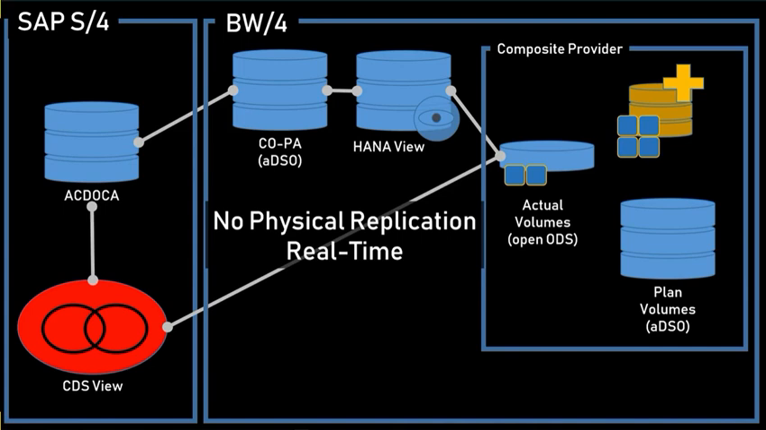The combination of real-time information and no data redundancy reduces maintenance, so there are no more process chains to run and monitor, and it opens up more possibilities to create powerful planning applications. In the next lecture, we will be creating our info providers.